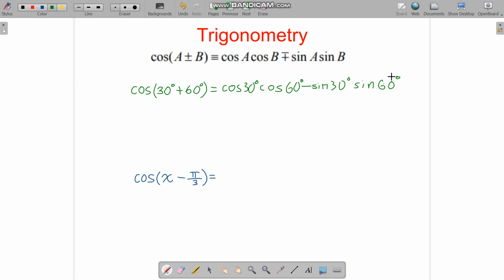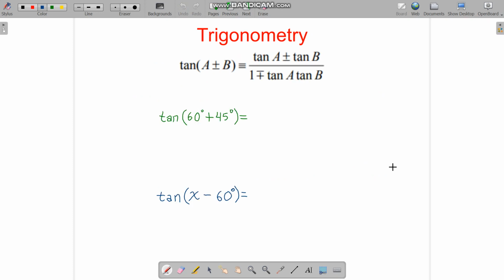If you have minus, here you have to use plus, so the opposite for cos. And so we have cos cos plus sine sine, and we plug in the angles pi over 3 and pi over 3.